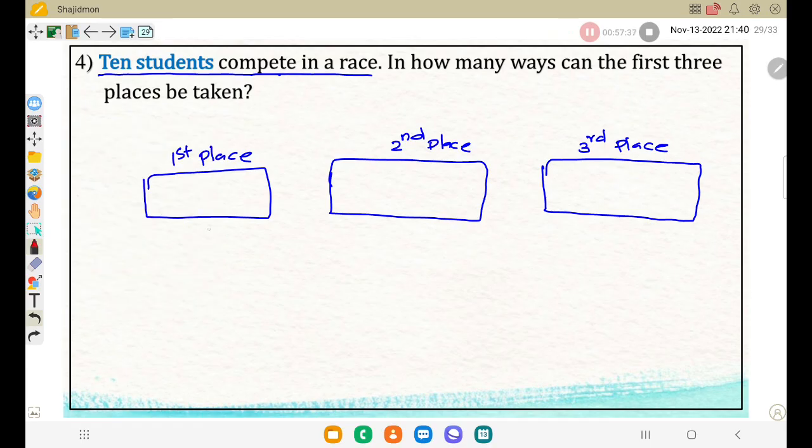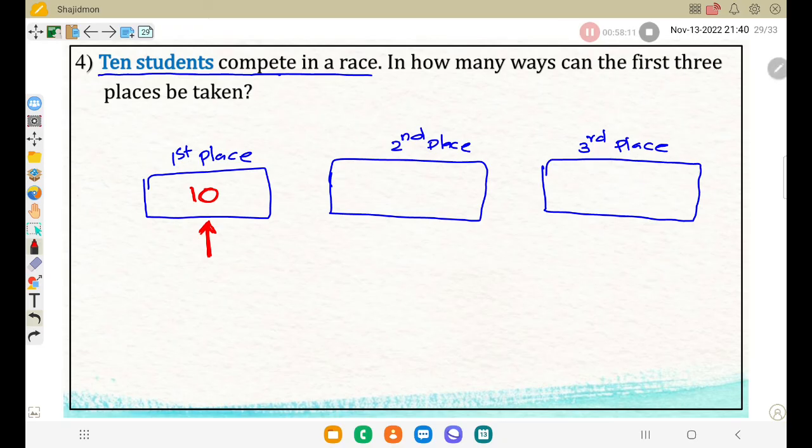Okay, so you can assume for the first place, how many pupils will be there? They are competing for first place. How many pupils are possible for first place? 10 students, correct? Because 10 students are competing in the race. They are running, 10 students are running. So each one is eligible for the first place, correct? Sometimes the first person can get it, sometimes the second person can get it, sometimes the third person can get it. We are writing all the possibilities. Who is winning? We don't know. So we have 10 possibilities for first place, correct?